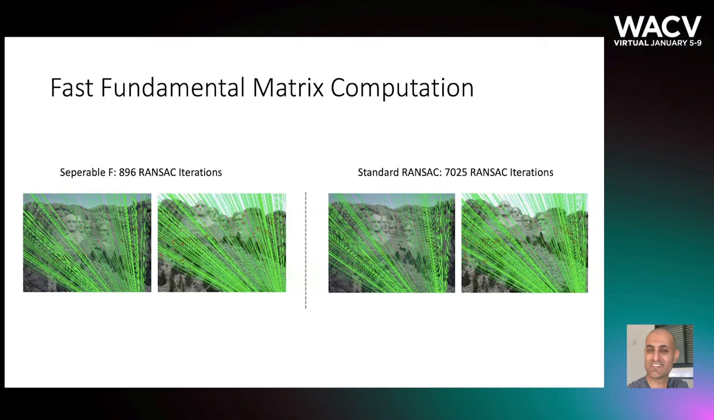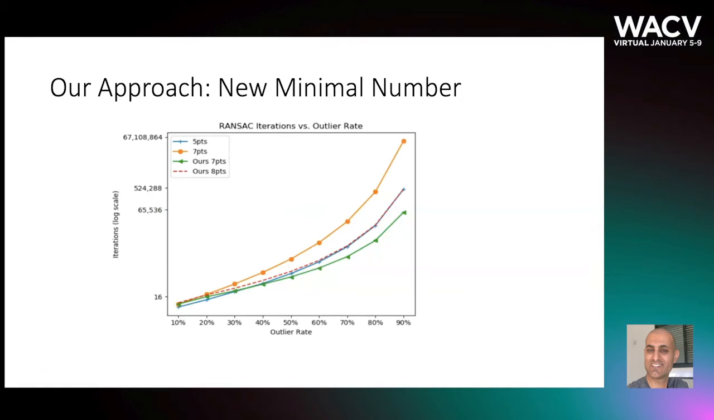For example, on the left side, we can see that our approach requires only 896 RANSAC iterations, while using standard RANSAC with the 7 points algorithm requires 7,025 iterations. 7.8 times more iterations. Our method can reduce the minimal number of RANSAC hypotheses evaluations beyond the current known minimum. Using the 7 points algorithm, our approach requires fewer iterations than existing methods.